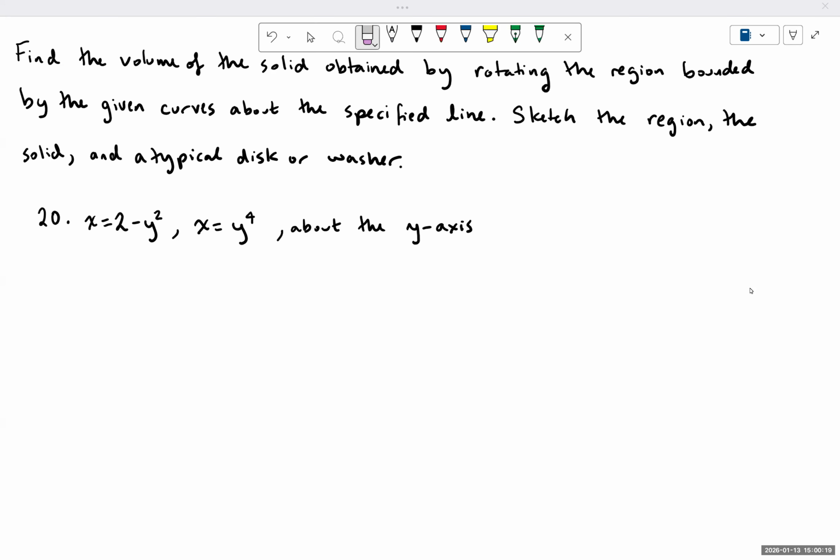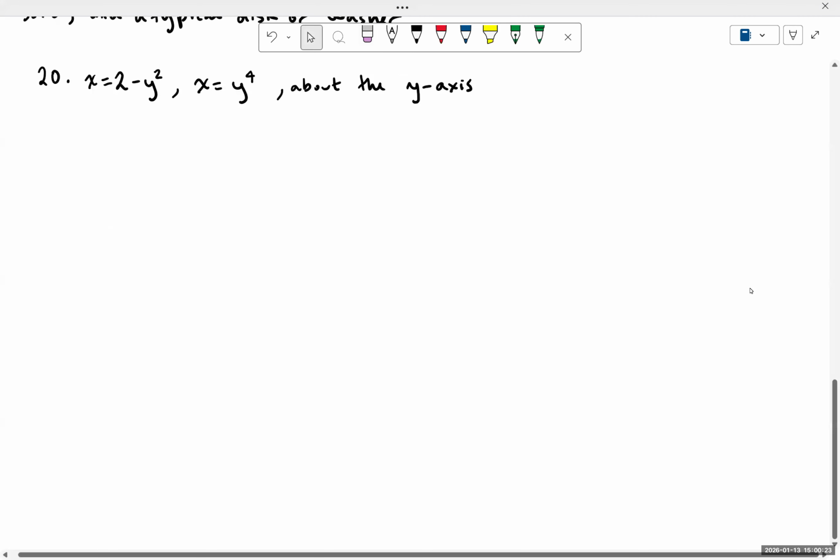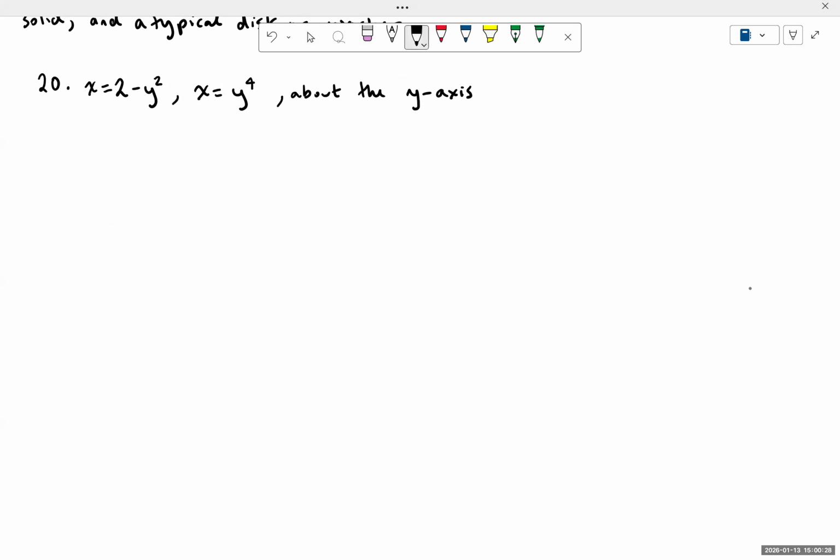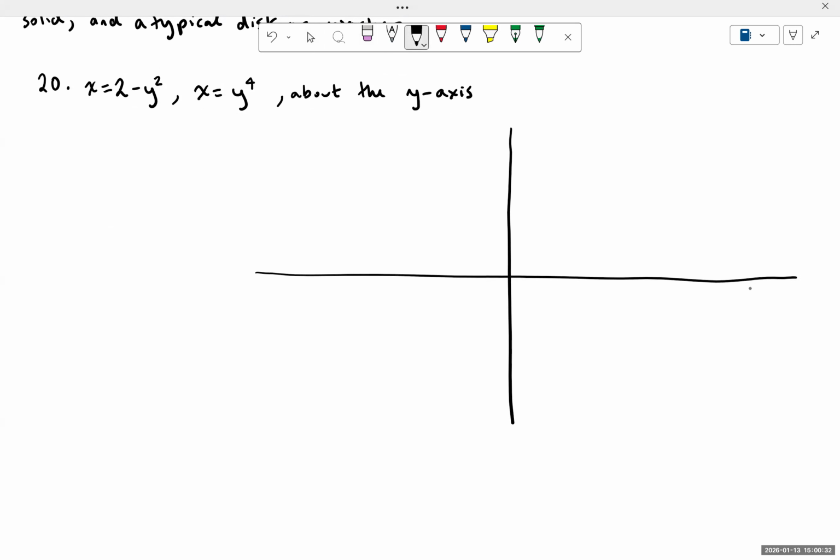So for this problem, as usual, the first thing we're going to do is draw the picture. We'll notice that this problem gives us x as a function of y rather than y as a function of x. So as we graph these, they are not going to be functions with the vertical line test. You're not going to see y as a function of x. If I do x equals y to the fourth, it's going to look like this. So that's this flat guy over there.